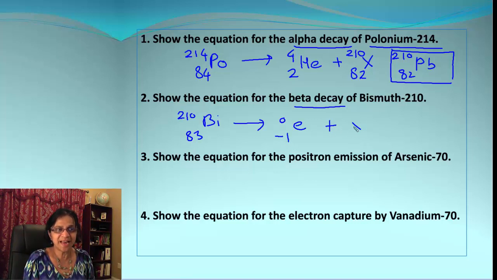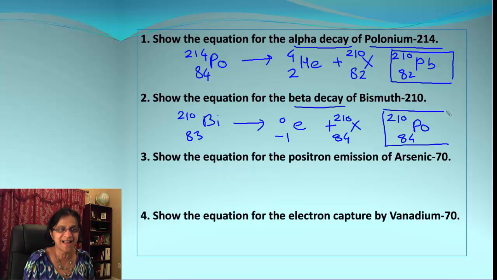And now if the element is X, how can you predict the mass? The mass should be 210, because that plus 0 is 210. And look at the atomic number. We must have here 84 to give 84 minus 1 equals 83. And which element is that with the atomic number 84? That is polonium. So we ended up getting polonium in this reaction.